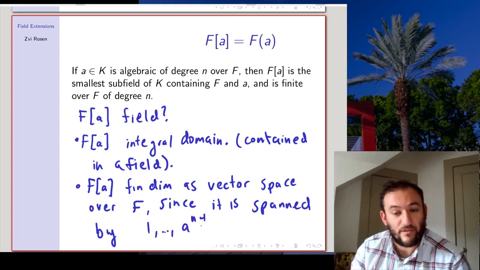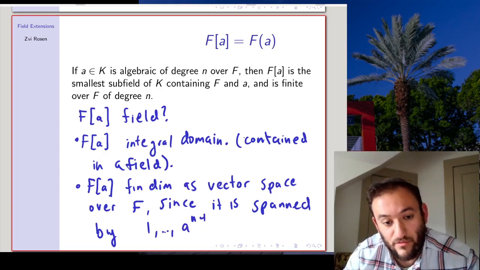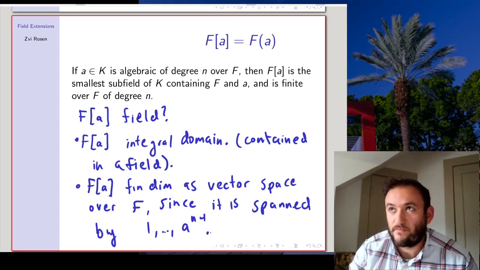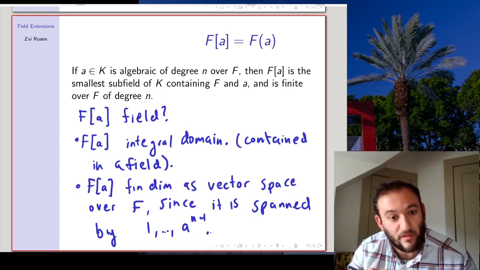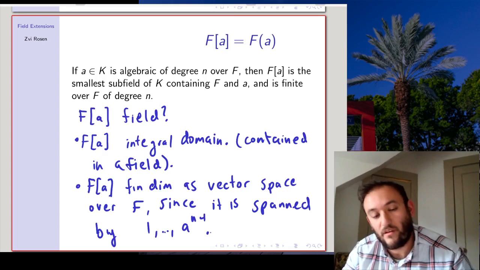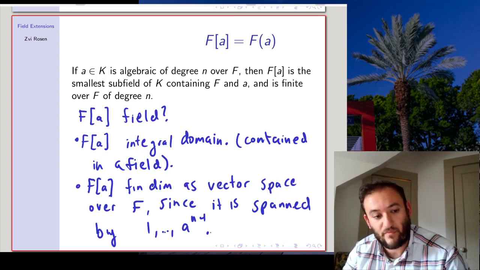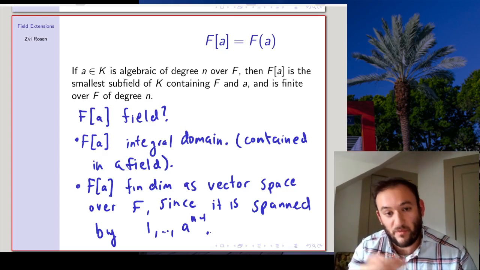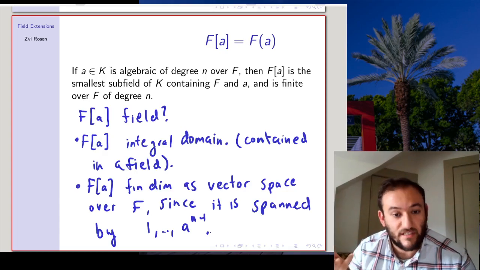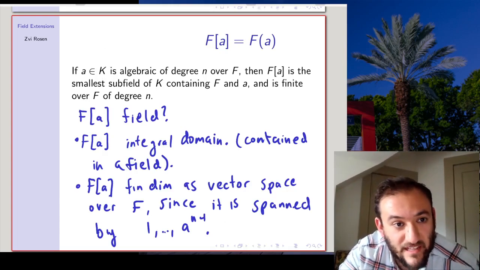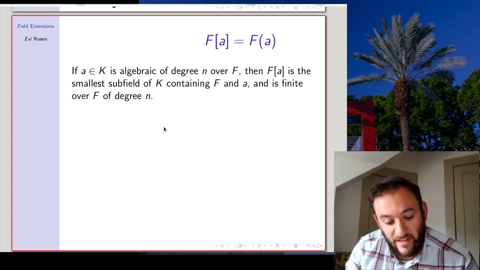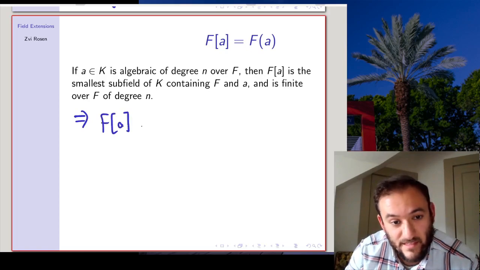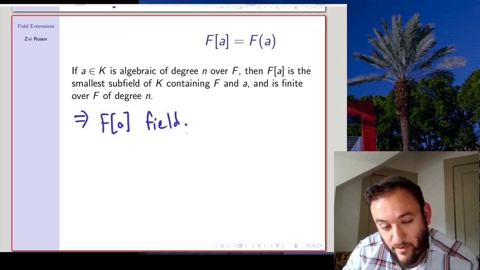For any higher powers, you can use the minimal polynomial of a to deduce relationships. You can do polynomial long division, use the Euclidean algorithm, to get a multiple of your minimal polynomial plus something in this span. Since the multiple of the minimal polynomial reduces to 0, you're just left with something in this span. So that means it's finite dimensional, but as we just saw, a finite dimensional integral domain is a field. This implies F(a) is a field, and that's why we give it the honorary parentheses marks.